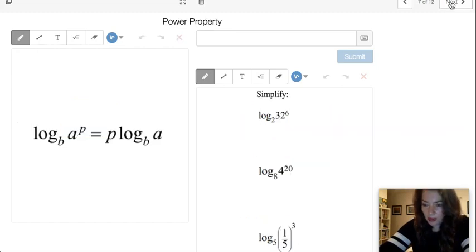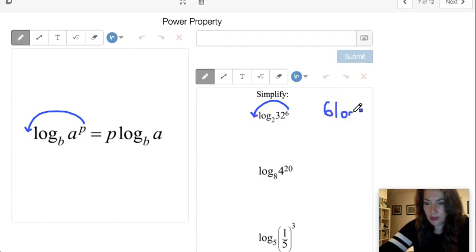And the last property we're going to look at is the power property. Well, this basically states that if you have some type of log with a base a raised to some power, you can bring that power or the exponent to the front of the log. So you can go back and forth, and that would be the power property. So for example, I can bring this exponent, which is a 6, to the front. So rewriting this would be equivalent to 6 log base 2 of 32.